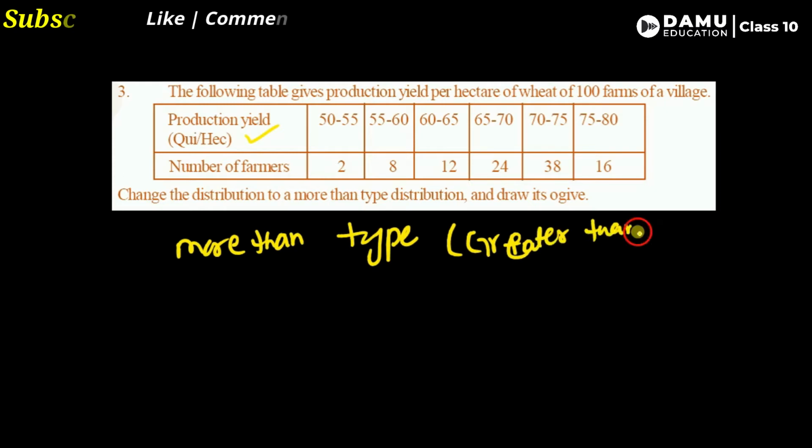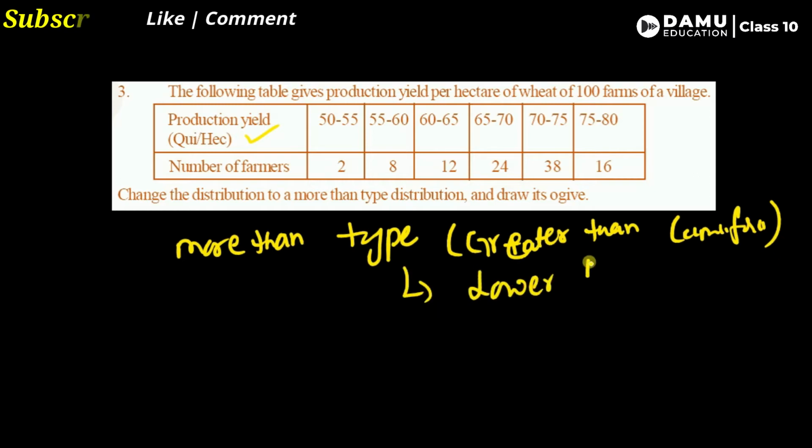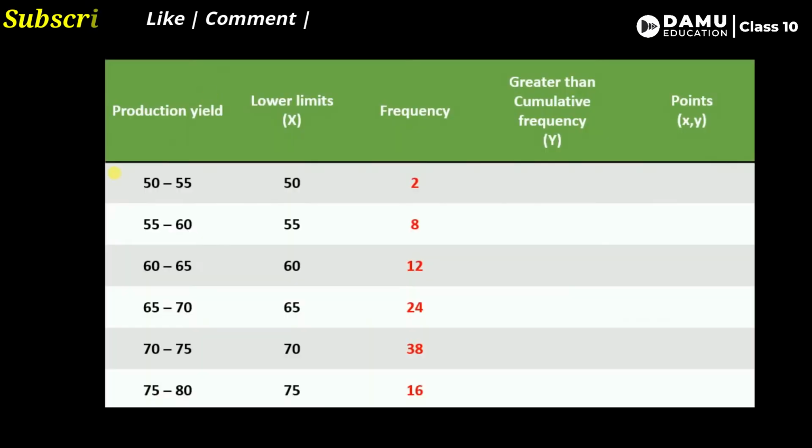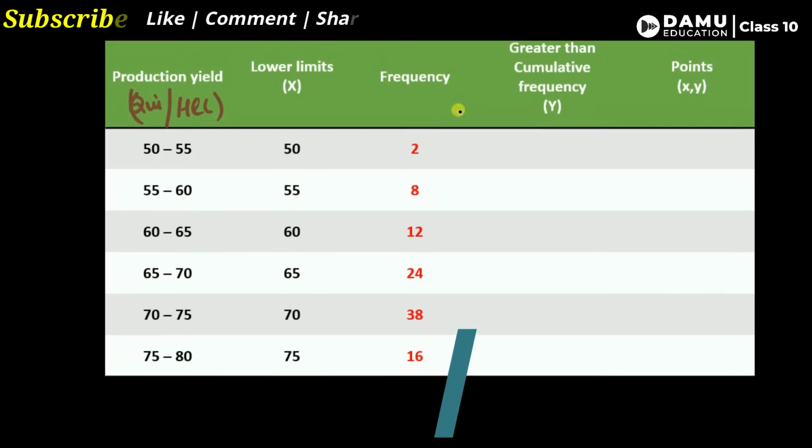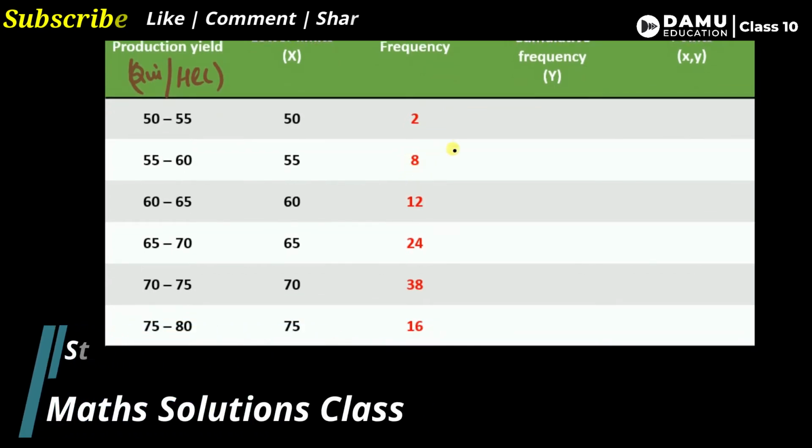greater than cumulative frequencies. So what you can say here is we need to select lower limits. As I told, lower limits of the class intervals we have to select, and we need to find the greater than cumulative frequency of the following data. So we have written all this in one tabular format. Production yield, quintal per hectare. Let's find out: 50 to 55, and the lower limits we have written as x1. Then the frequencies are given as 2, 8, 12 like that.